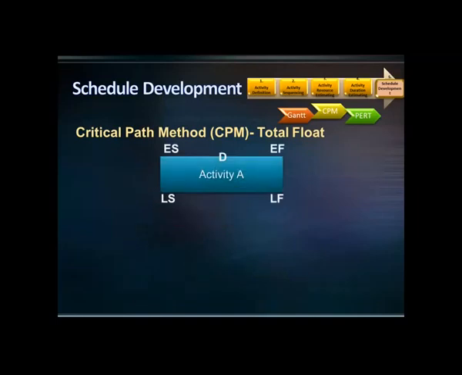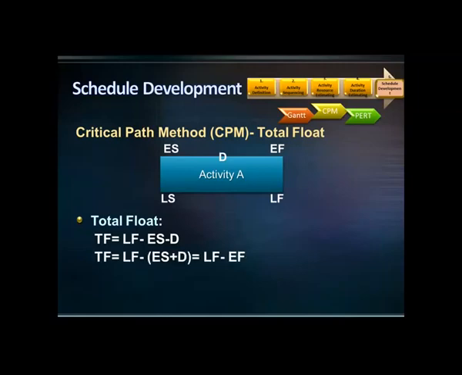Let's further analyze the total float formula. Total float is late finish minus early start minus duration. Do you remember what the early start plus duration is? Yes, it is early finish. So, another formula for the total float is late finish minus early finish.